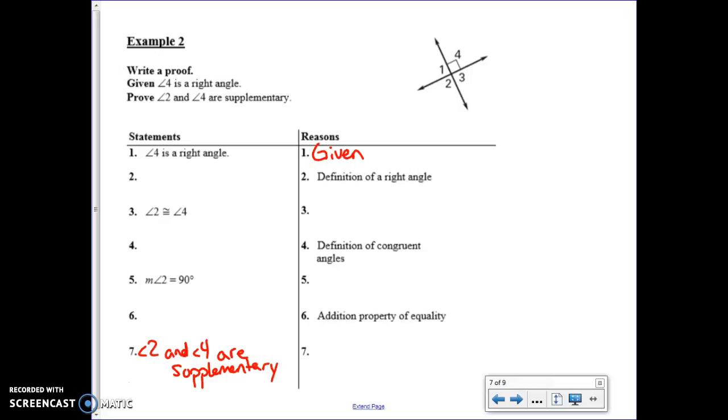Okay, so my reason to get to number 2 is definition of a right angle. So if I know that angle 4 is a right angle, I want to think, what does it mean when something's a right angle? Well, it just means that it measures 90 degrees. So by definition of right angle, I know that the measure of angle 4 equals 90 degrees.